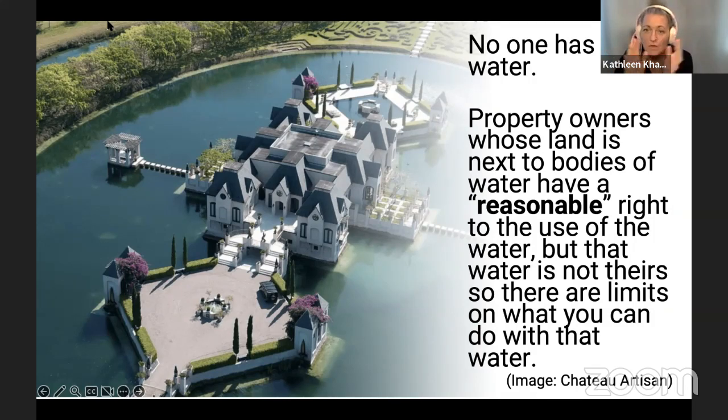But anyway, no one has title to water. In the state of California, no one person has title to the water surrounding the properties. What does that mean? Property owners whose land is next to bodies of water have a reasonable right to the use of the water, but the water is not theirs. So there is a limit on what you or anyone else can do with said water.